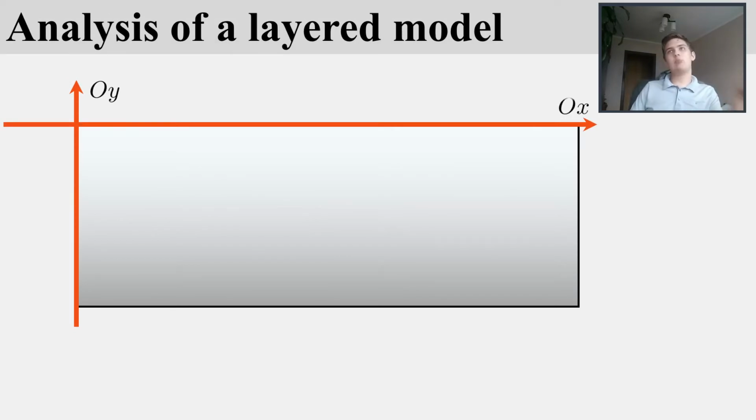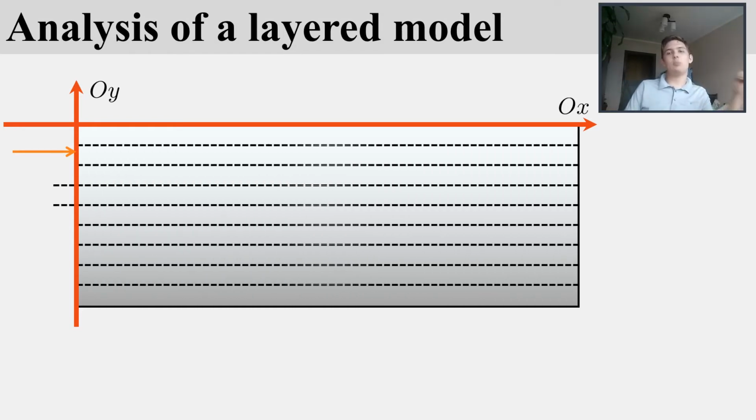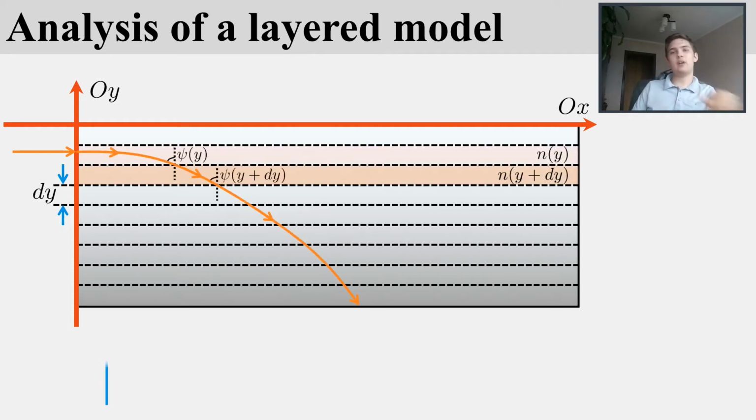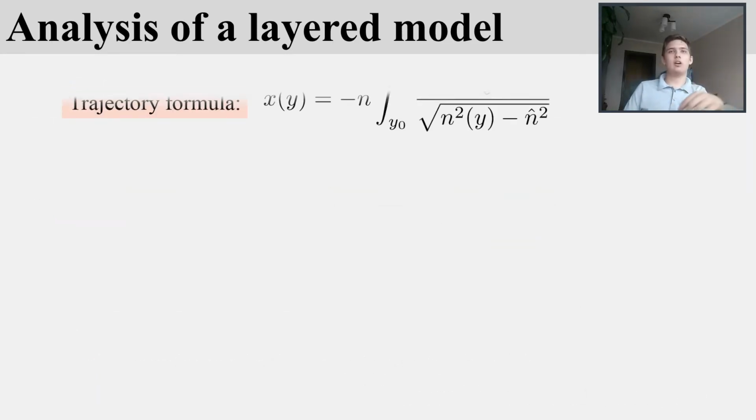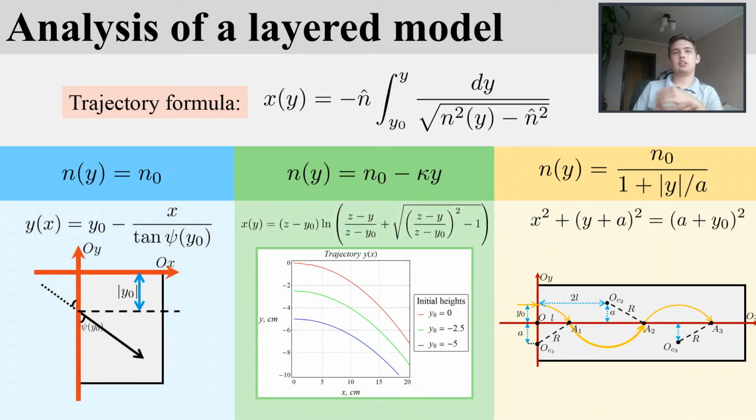Firstly, we describe the LED model in our research. The LED model is the medium in which the refractive index depends on only one coordinate. So let's divide the whole medium into thin layers and then consider the refraction on these boundaries. Based on two parameters, which you can see on the slide, we derived the analytical formula for the trajectory, which you can see again on the slide. We substituted three cases, which we'll further use to check the accuracy of the proposed algorithms.